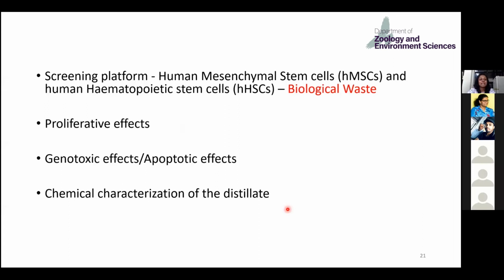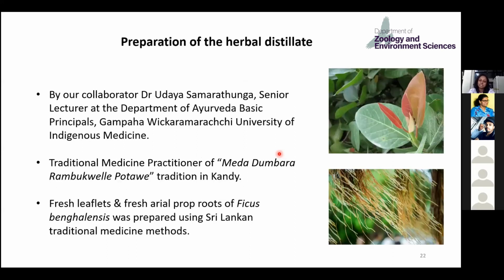So with that, we did proliferative effects, and we also checked for genotoxic effects, apoptotic effects, and because we got beneficial effects or positive effects, we chemically characterized the distillate.